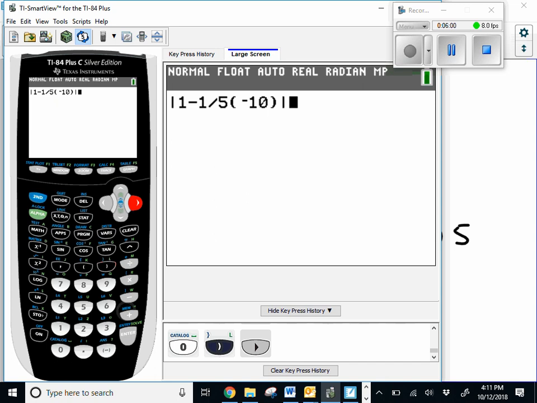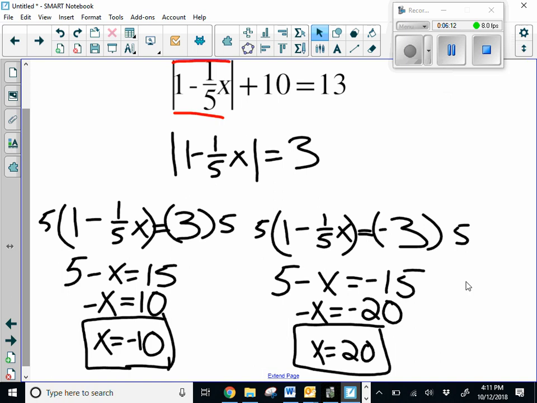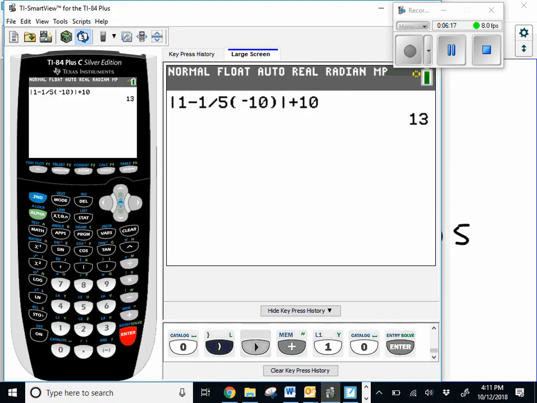And then we have plus 10 on the outside. And now if we're correct, let's get that. There we go, plus 10 on the outside. Now if we're correct, when we push enter, this should give us a 13, because if we look back to the equation, it says equals 13. So let's look. Push enter. Ooh, so that means that negative 10 is a possible solution.